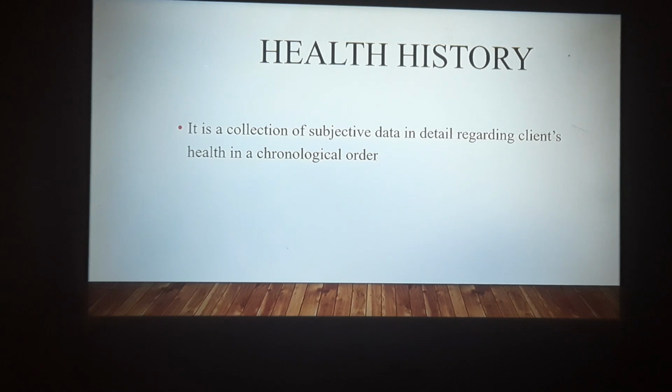Then next one is health history. What does health history mean? It is a collection of subjective data in detail. So subjective, as I said before, here subjective means the patient, okay. So subjective data in detail regarding the client's health in a chronological order. Chronological order means system-wise order.